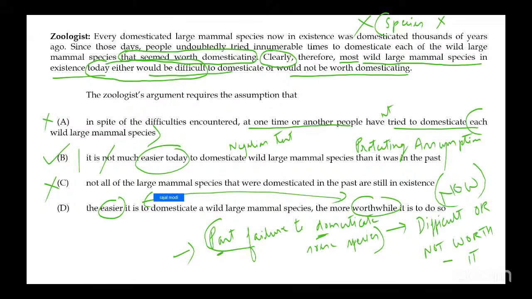Maybe it is difficult to domesticate, I don't know, a buffalo, but it is more worthwhile, right? Maybe it is easier to domesticate a cow, but it is less worthwhile than to domesticate a buffalo, right? I'm just using these examples. So this link is not required. Option B is correct there, right? Okay, let's move on to the next one.